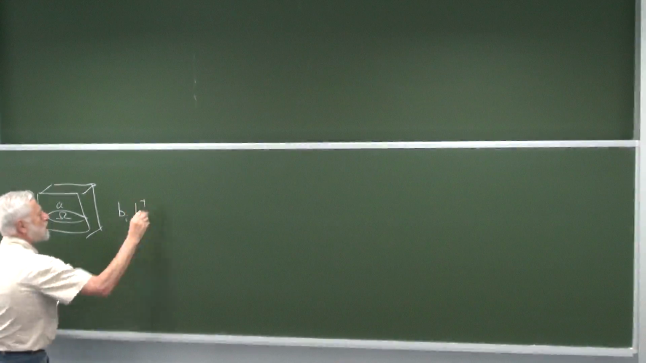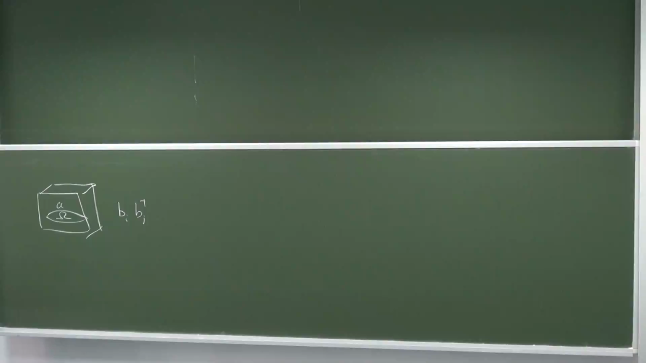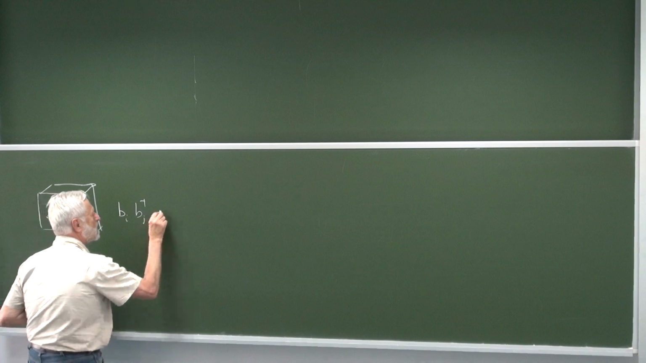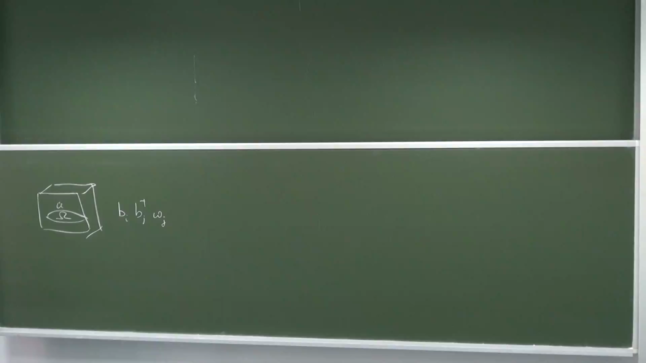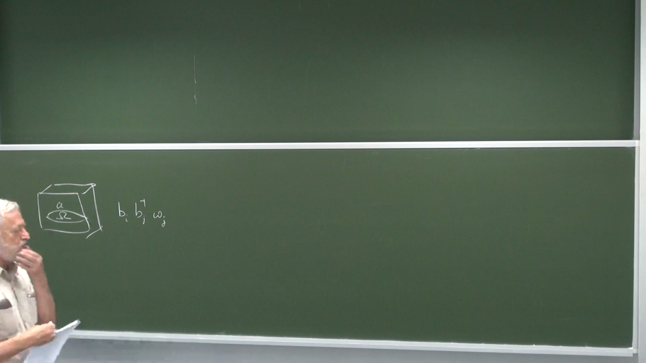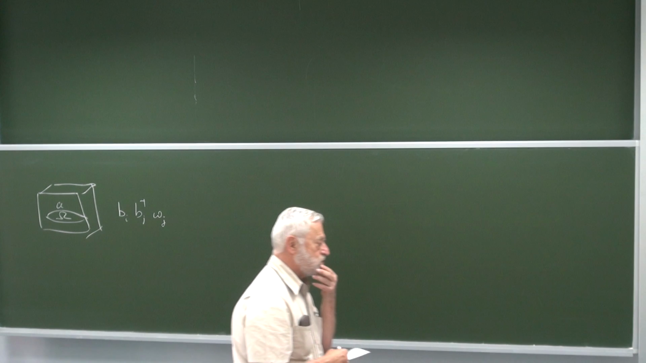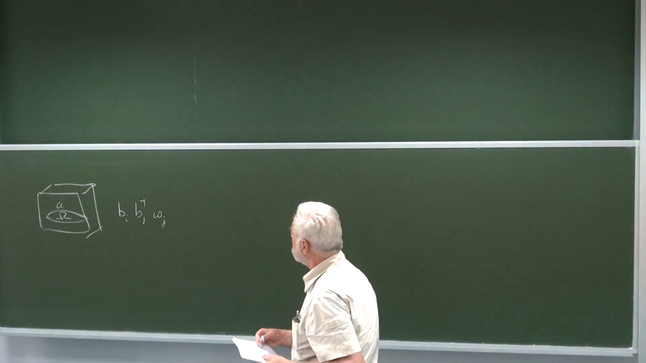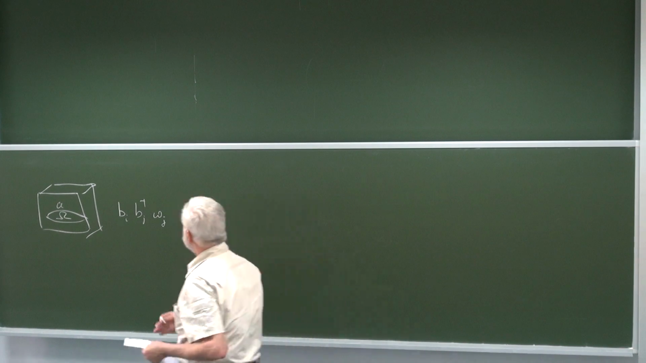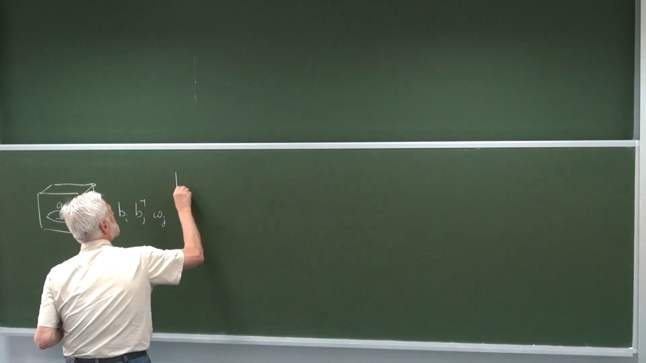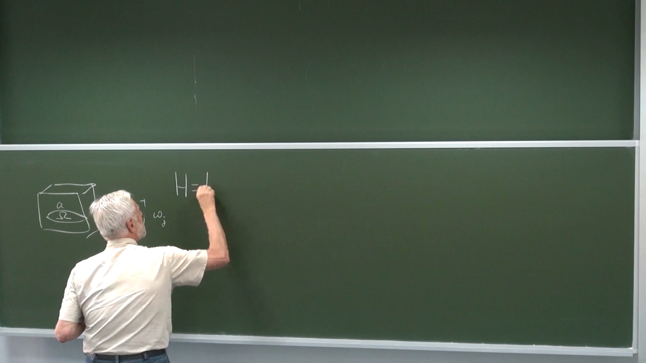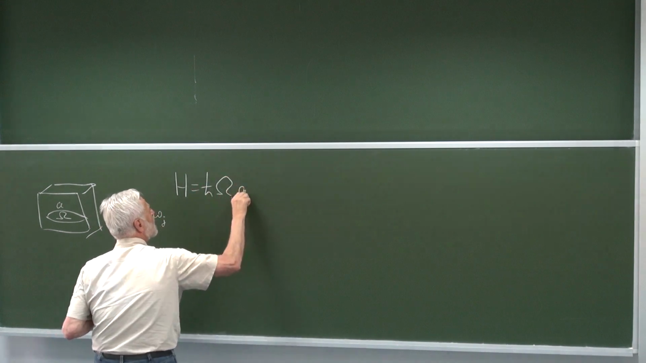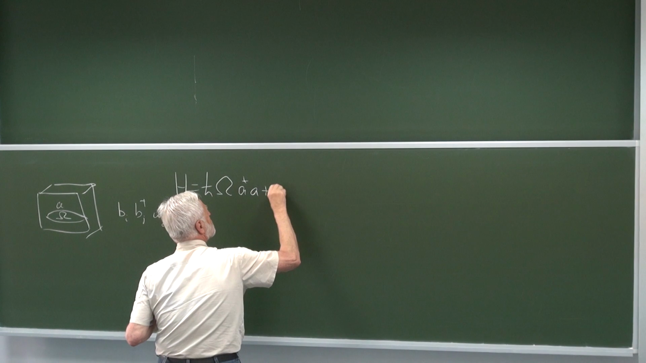Creation and annihilation operators for these other modes will be denoted by b, and little omega j will be the relevant frequency of a given mode. An important simplification is due to the fact that we will assume something which is almost identical to the rotating wave approximation. So our Hamiltonian, again, like last week, will be of the following form.